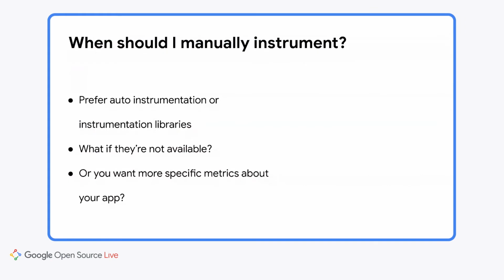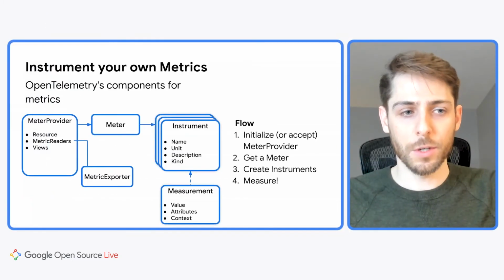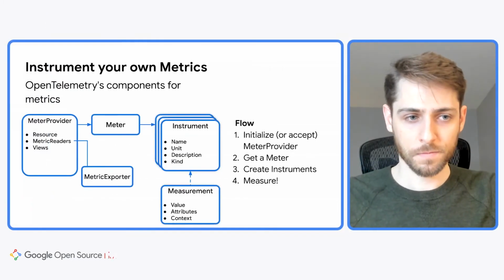But sometimes those aren't available, right? So maybe you're using a weird framework that not a lot of people use, you're writing your own framework, or even you want to capture specific metrics about your application. In those cases, you're going to want to write your own instrumentation.